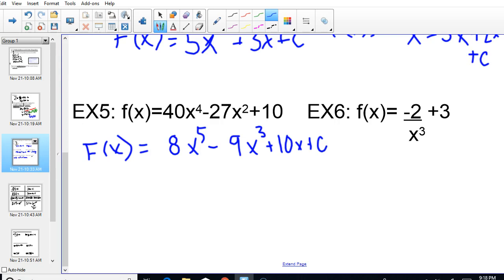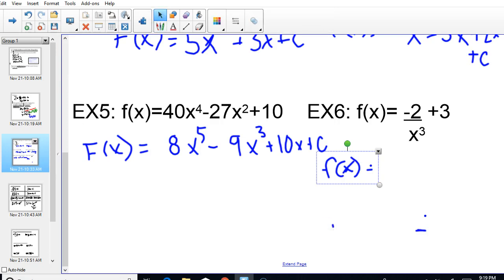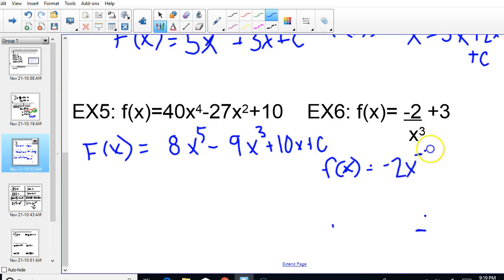This last problem is a little bit trickier because we've got this number in the denominator. However, what we should probably do first here is say f of x equals, let's see, here. f of x equals negative 2x to the negative 3 plus 3. So we're going to follow the same pattern here that we were doing before, being careful with those negative exponents.